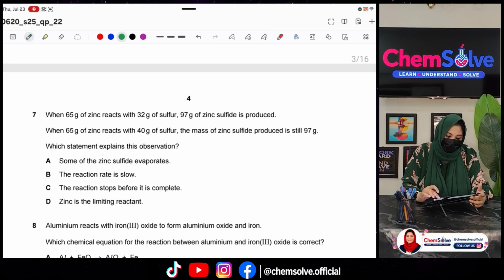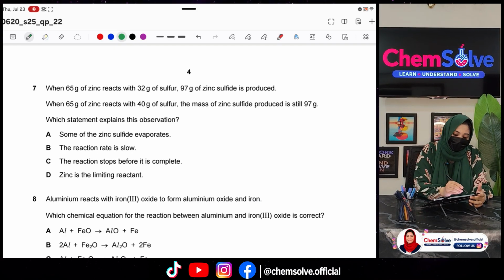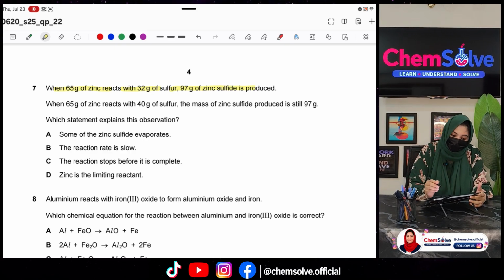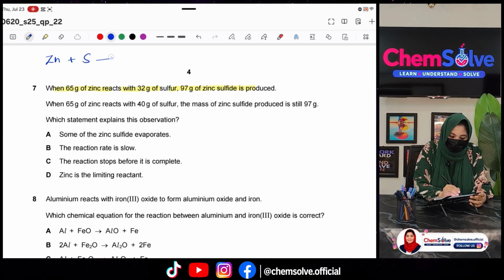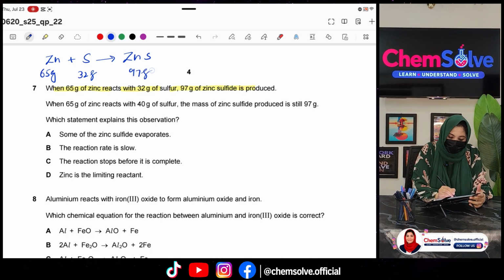Now we are going to do question number 7. Okay, what is the statement for question number 7? When 65 gram of zinc reacts with 32 gram of sulfur, 97 gram of zinc sulfide is produced. Okay. So let's write down the equation for that. Zinc plus sulfur gives zinc sulfide. This is 1 mole and the MR of 1 mole is 65 gram. This is again 1 mole, so this is 32 gram, and 65 plus 32 makes 97 gram.